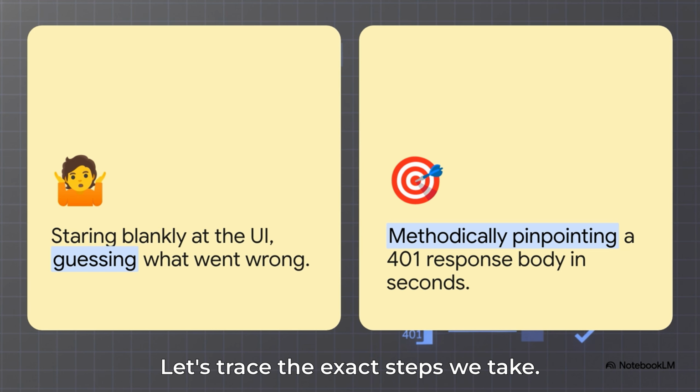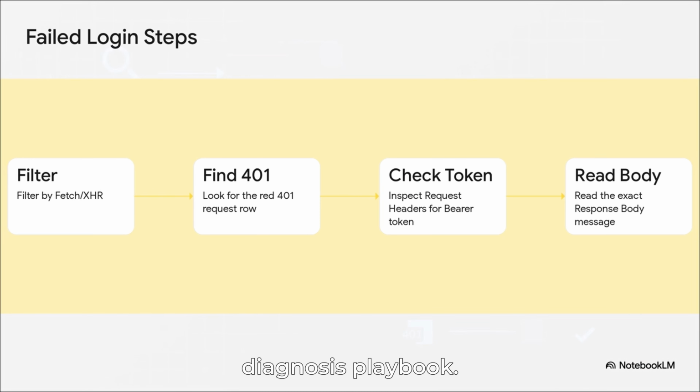Let's trace the exact steps we take. Here is our final diagnosis playbook. The user clicks Log In. First, we make sure Preserve Log is checked, and we filter the network tab by Fetch/XHR so we're only looking at the API calls. Second, we immediately scan the list for red text, and boom, we spot a failing request returning a 401 status code. Third, we click that request and inspect the request headers. We see a bearer token was indeed sent, meaning the browser did try to authenticate. Finally, we click over to the Response tab to see exactly what the server had to say about it.